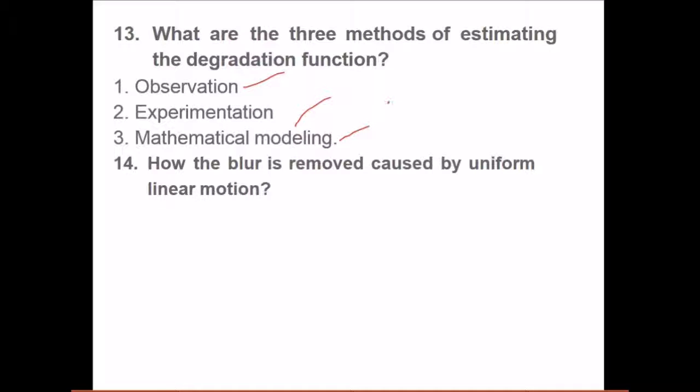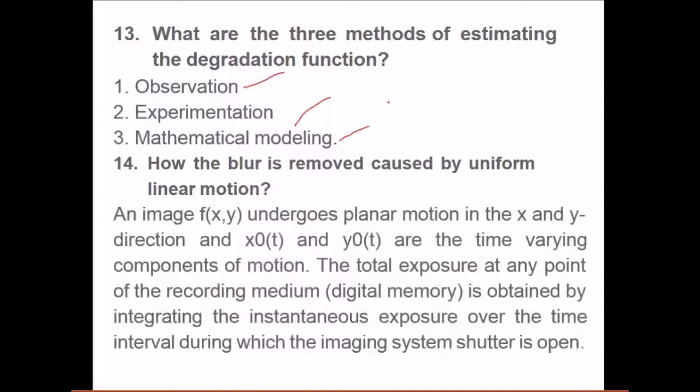How is the blur caused by uniform linear motion removed? Now, an image f(x,y) undergoes planar motion in the x and y direction, and x sub 0 of t, y sub 0 of t are the time varying components of motion. Now, the total exposure at any point of the recording medium, that is digital memory, is obtained by integrating the instantaneous exposure over the time interval during which the imaging system shutter was open.